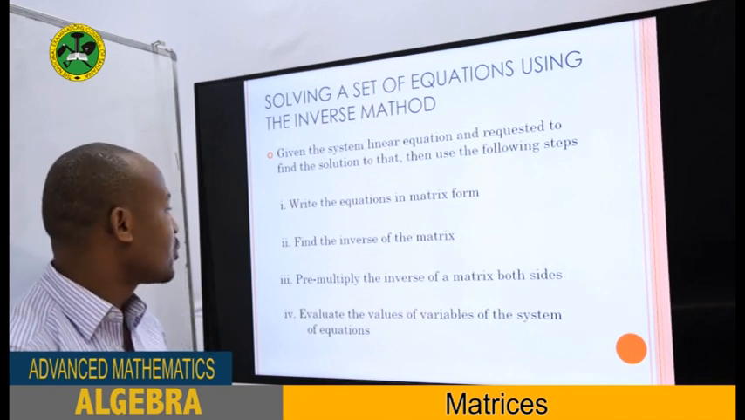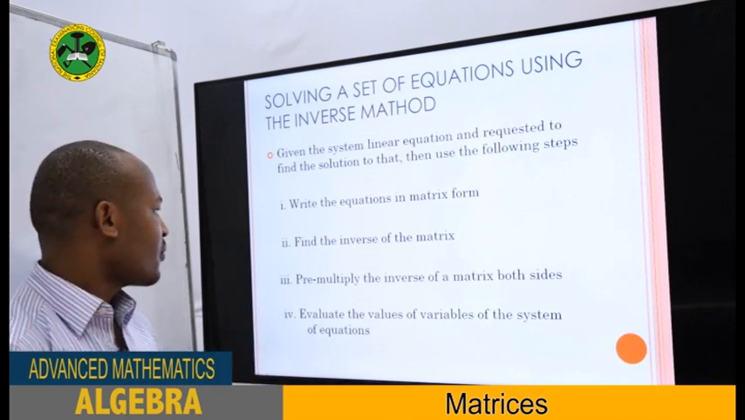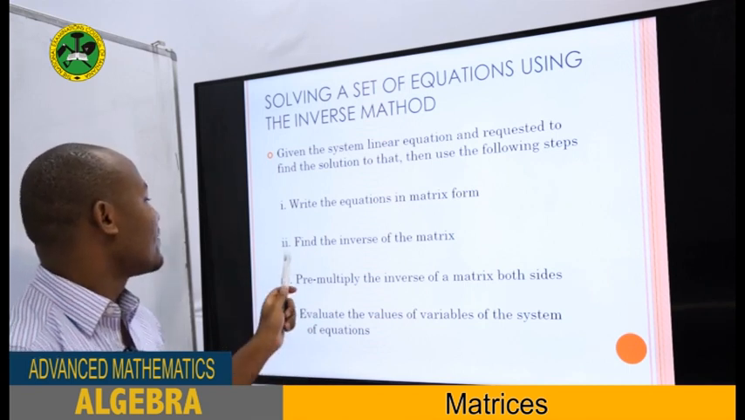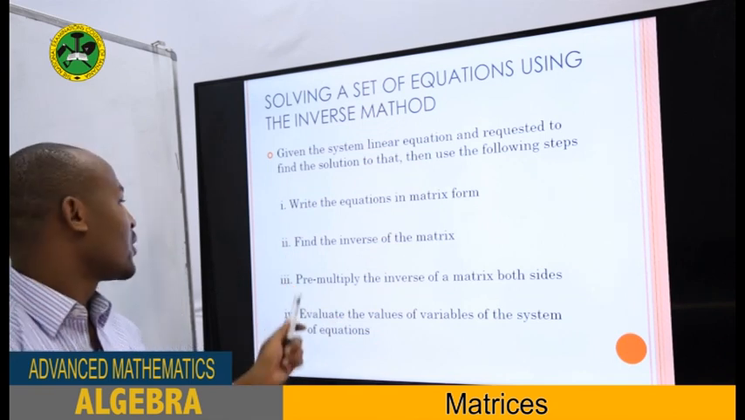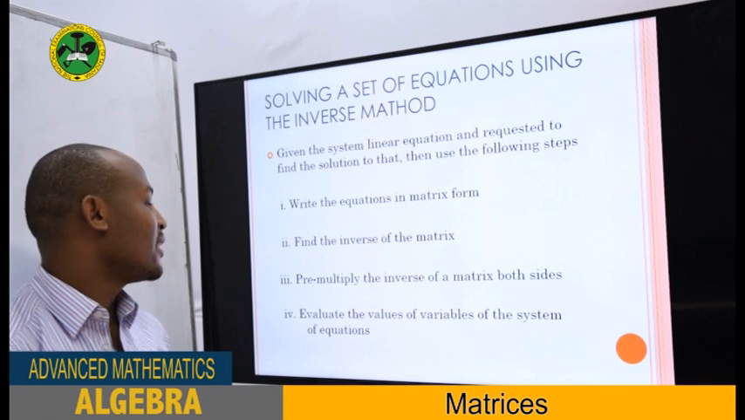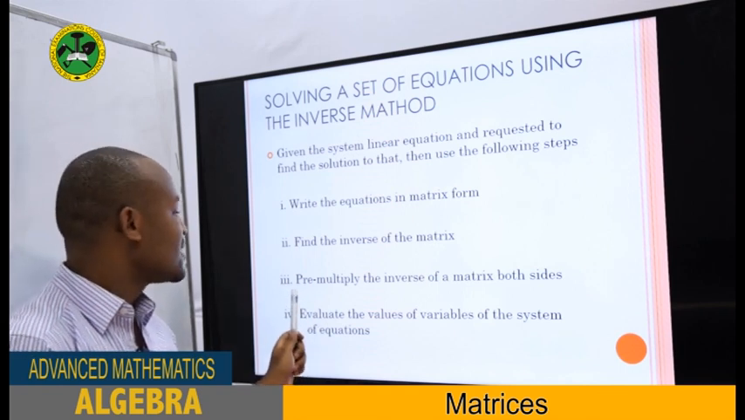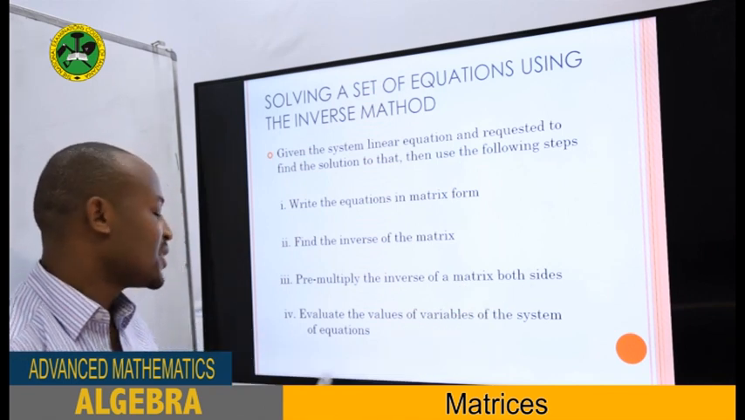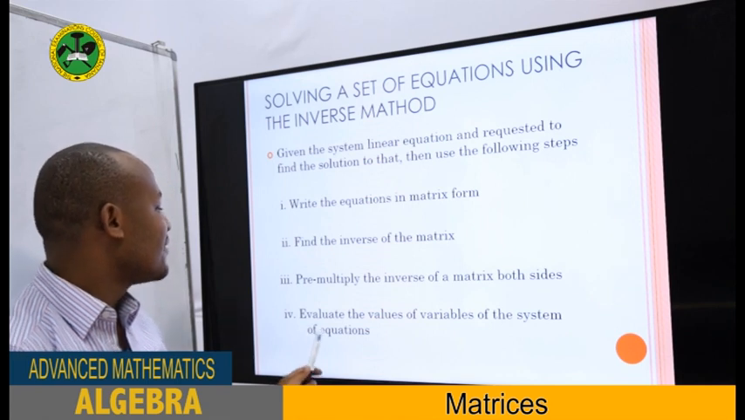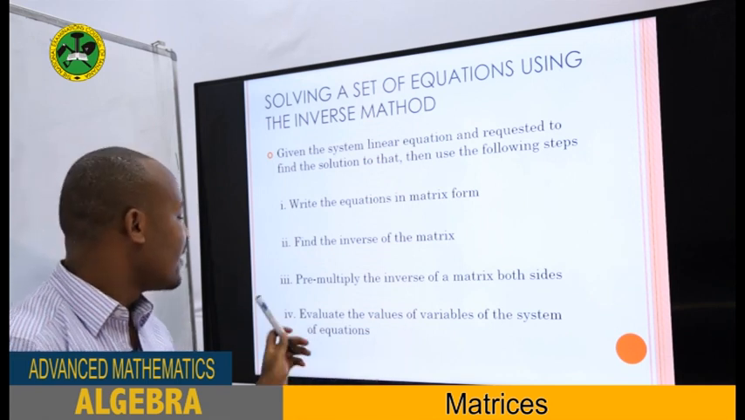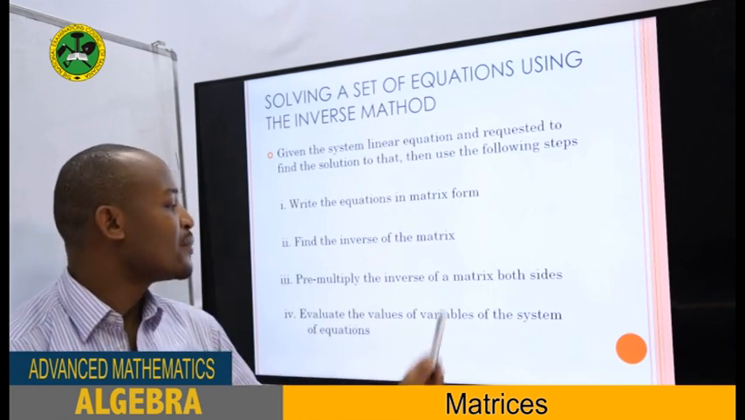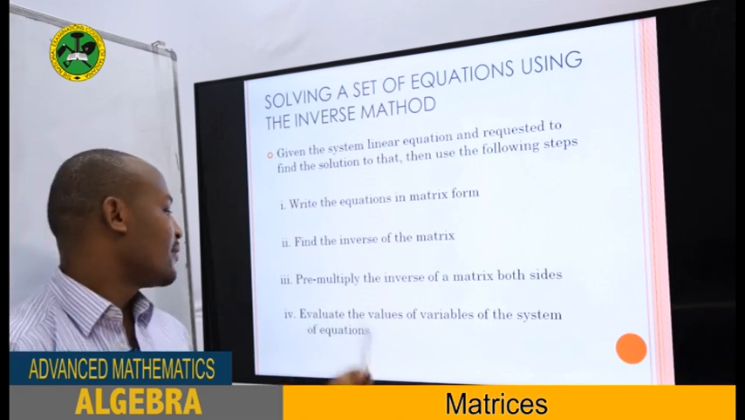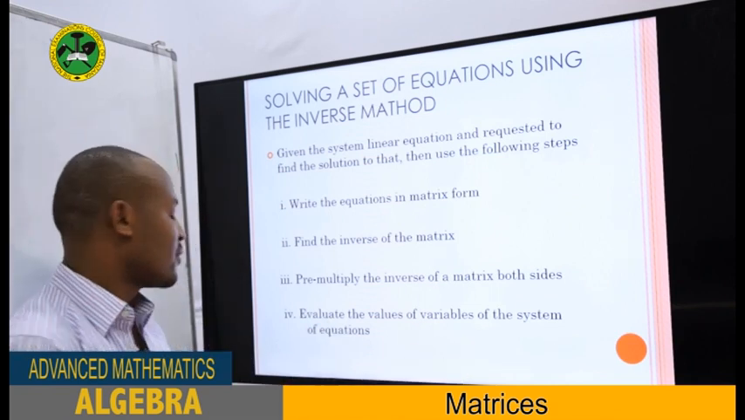So you'll be given a set of equations, and then write that into matrix form. Then the second step is to find the inverse of the matrix, and then we shall see which matrix we are supposed to find the inverse of. Then the third step is to pre-multiply both sides of the equation by the inverse of the matrix. We shall see how to multiply that, and then evaluate the values of the variables of the system of equations.